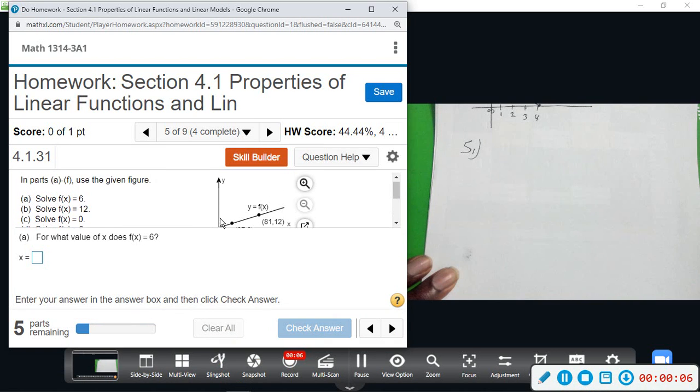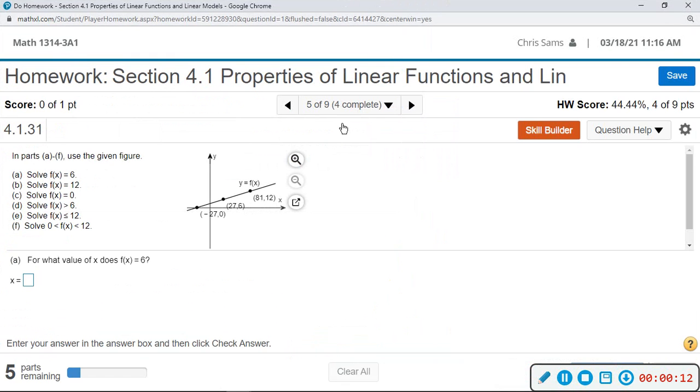Number 5, it says in parts A through F we're going to use the given figure. So I'm going to make this full screen so I can get a better view. We have 6 parts altogether, A, B, C, D, E, F. Okay, so I'm going to explain it, and we're going to use this figure to answer our question.